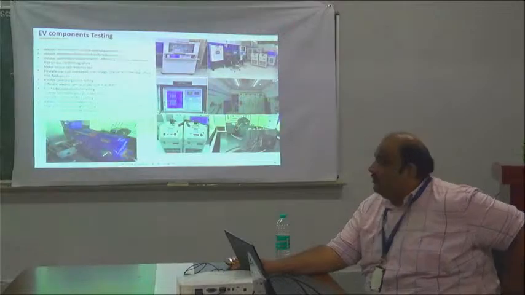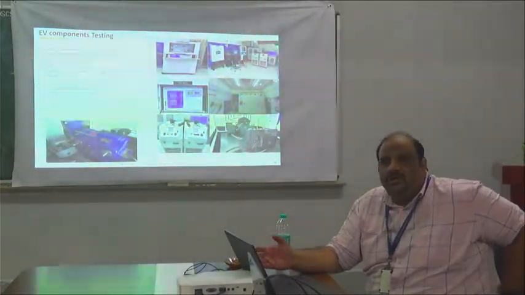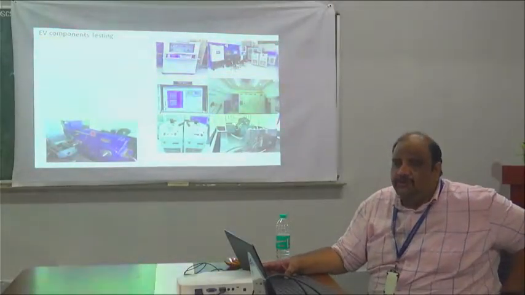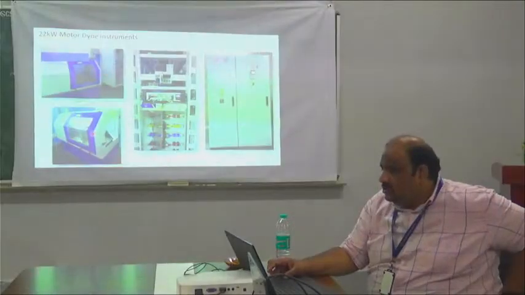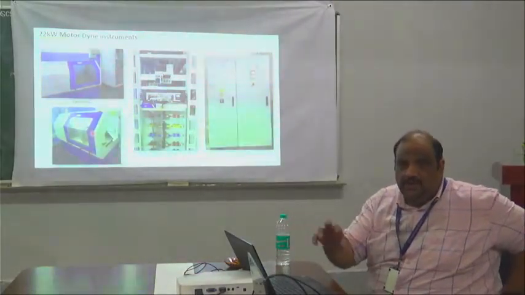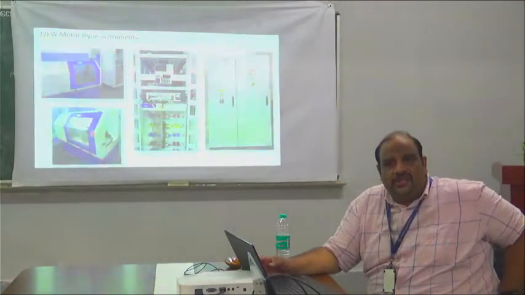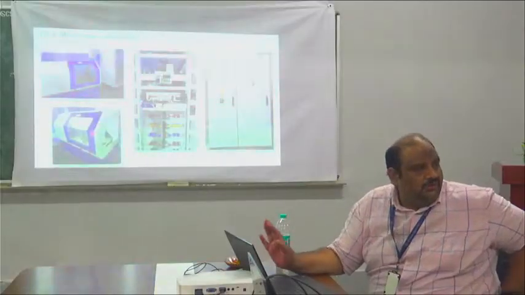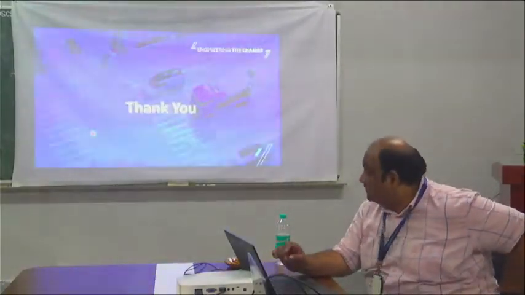One is of 40 to 340 kilowatt. The other one is 1 kilowatt to 22 kilowatt for 3-wheeler and 2-wheeler applications. It is entirely 4-quadrant operation. This is the smaller, 22 kilowatt one. Regenerative braking can also be tested on it, and even generating mode and motoring mode, everything can be tested.